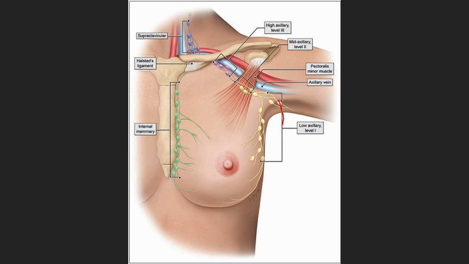So the ones that we most commonly see are the level 1 axillary nodes. Here are the level 2 and level 3, and then supraclavicular nodal group, and not uncommonly we see the internal mammary nodal group.